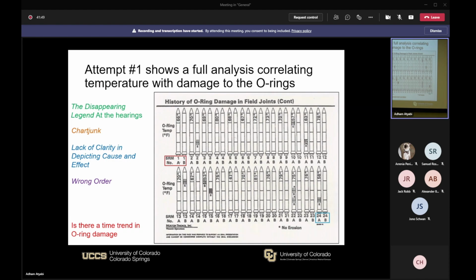Like the data matrix we saw earlier, this display contains all the information necessary to diagnose the relationship between the temperature and damage if we could only see it. And the poor design makes it impossible to learn what was going on. In particular, the disappearing legend at the hearings was a problem.